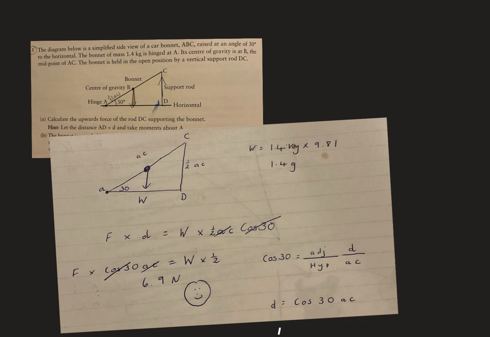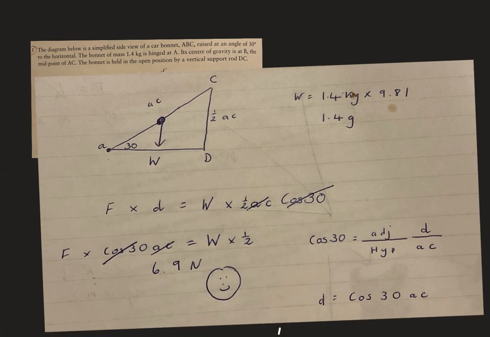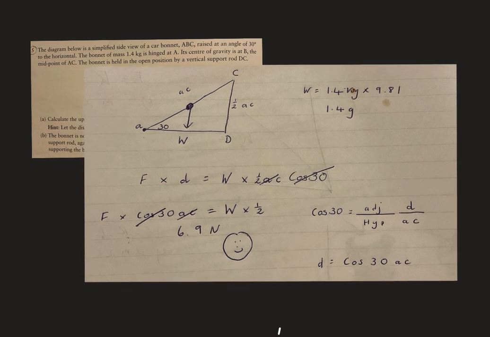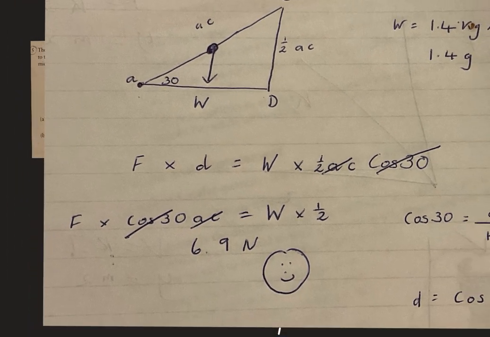And then we will write everything else. So the cos of 30 is equal to the adjacent over the hypotenuse. The adjacent we can see there is the line they told us, A to D, which they said to call small d. And the hypotenuse, of course, is AC. Rearranging that equation to get d, d is equal to cos 30 times AC. Fit that in for d into our equation that we had. The cos 30s on both sides and the ACs on both sides cancel out, and we have F is equal to a half W. So now we finally got the right answer, which is 6.9 newtons.